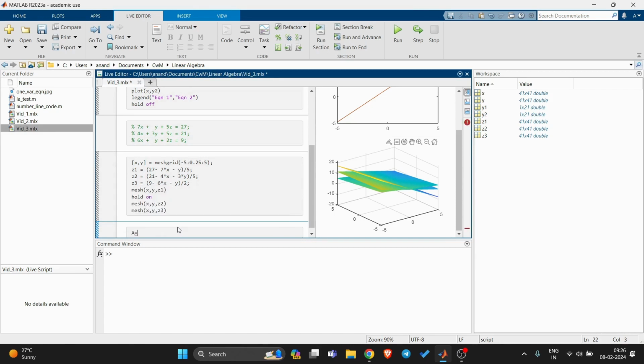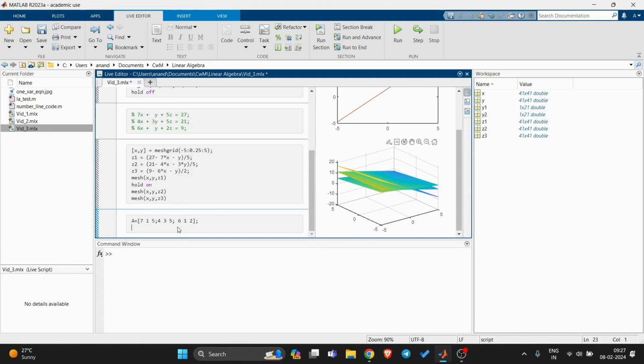Let me first define the coefficient matrix A, which is 7, 1, 5, semicolon, 4, 3, 5, semicolon, 6, 1, 2. Then B, which is our constant vector. So B is 27, semicolon, 21, semicolon, 9.